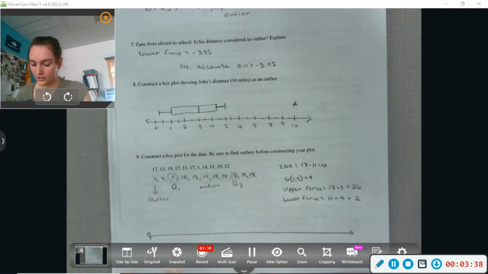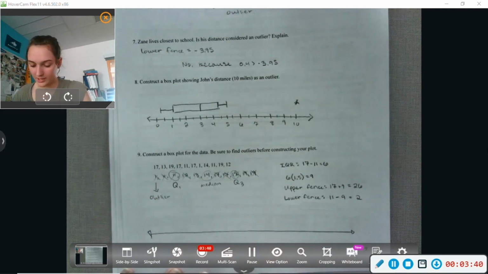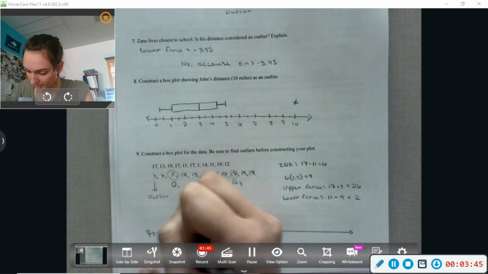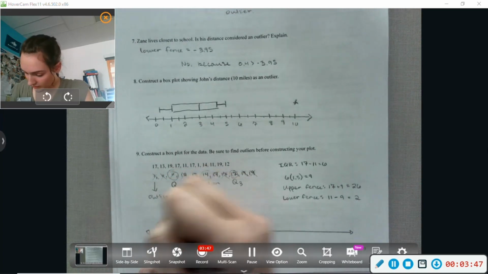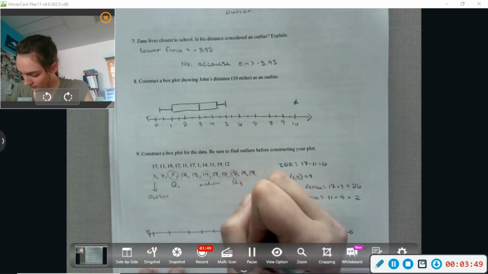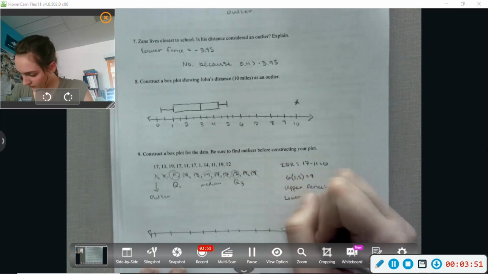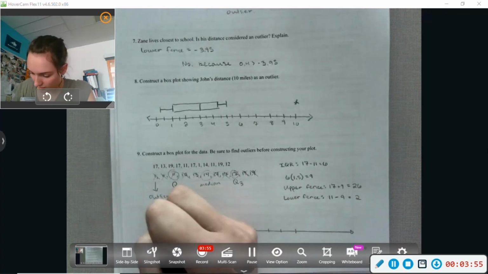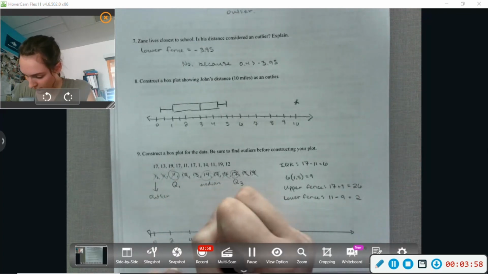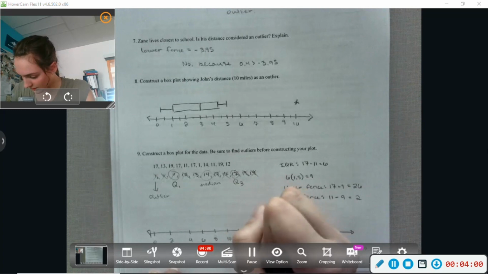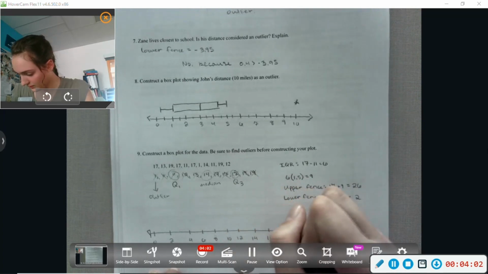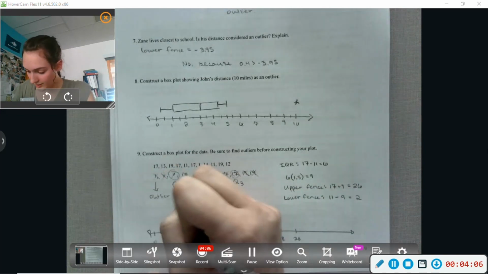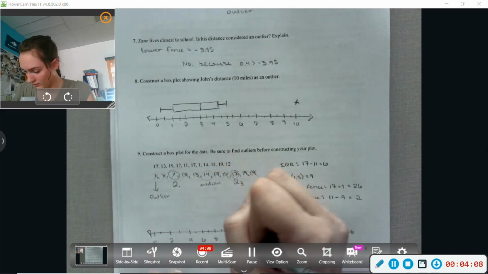Because I have 1 and also 19, I need to go all the way from 0 to 20 for this, so I'm going to go by 2's here. Then I have 0, 2, 4, 6, 8, 10, 12, 14, 16, 18, 20. And my little subdivisions this time can count as 1s.